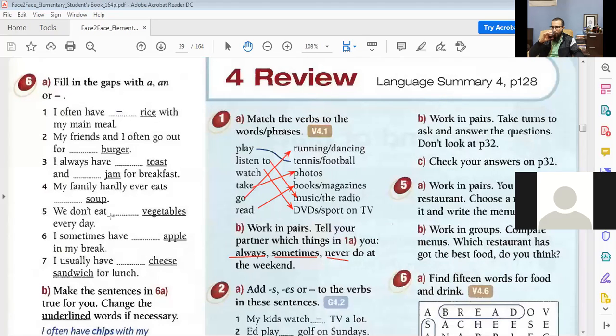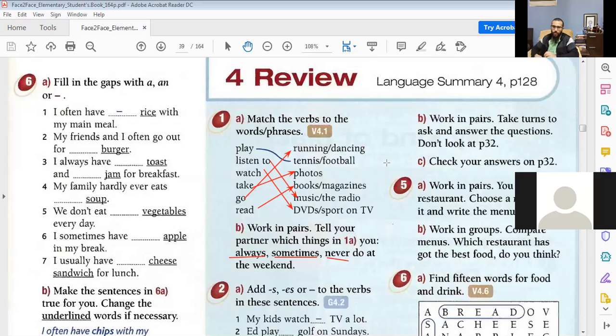Okay. I always watch DVDs at the weekend. I sometimes read books at the weekend. Okay. I never go dancing at the weekend. All right, good examples. Okay, what about you, Media?